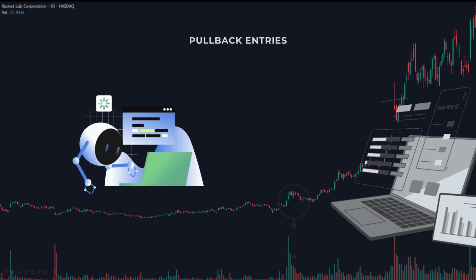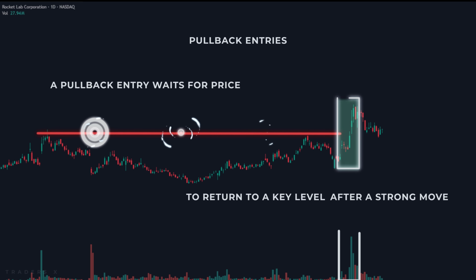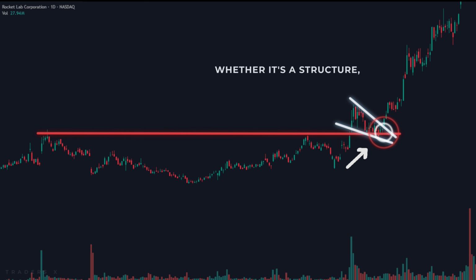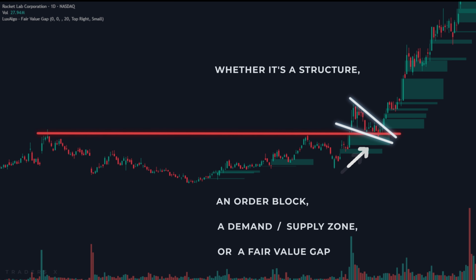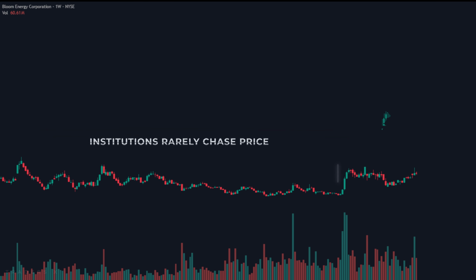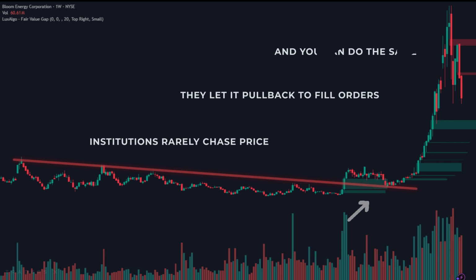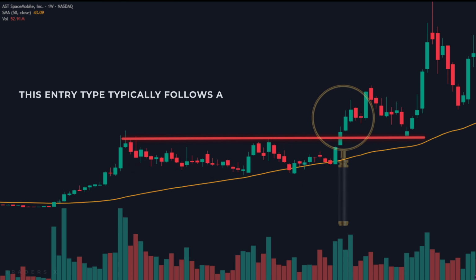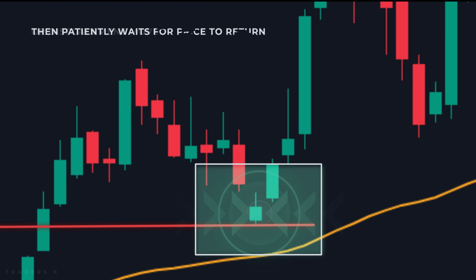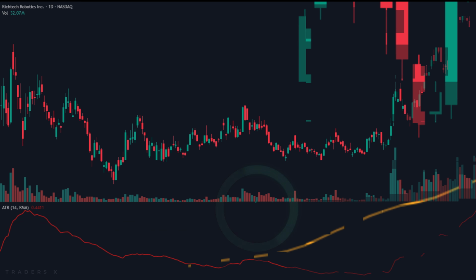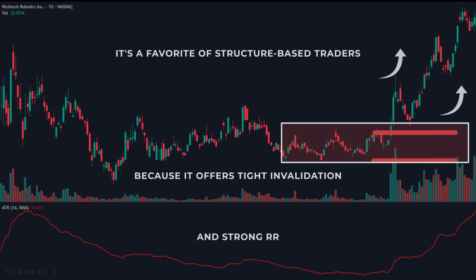Pullback entries. A pullback entry waits for price to return to a key level after a strong move, whether it's structure, an order block, a demand/supply zone, or a fair value gap. Institutions rarely chase price. They let it pull back to fill orders, and you can do the same. This entry type typically follows a BOS, or displacement move, then patiently waits for price to return. It's a favorite of structure-based traders because it offers tight invalidation and strong RR.